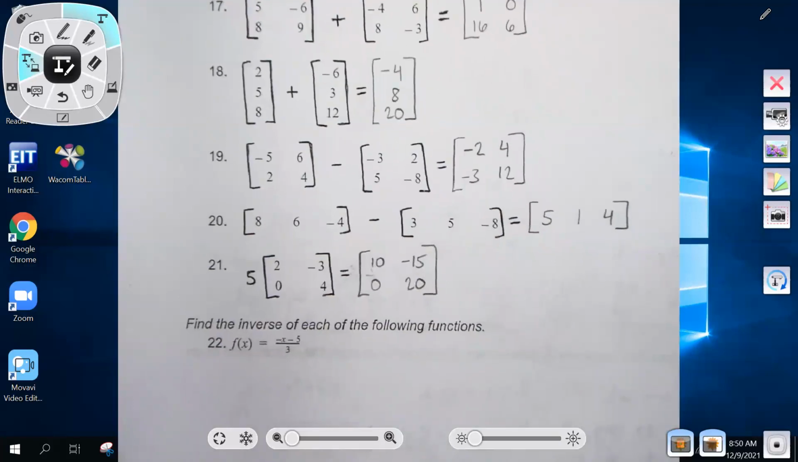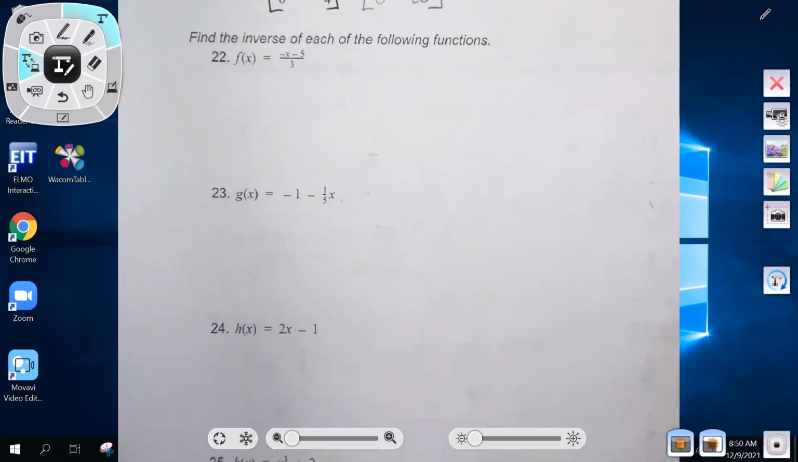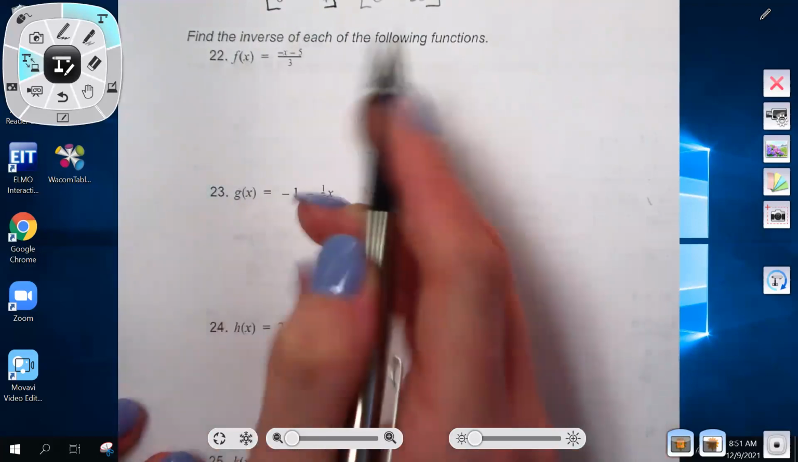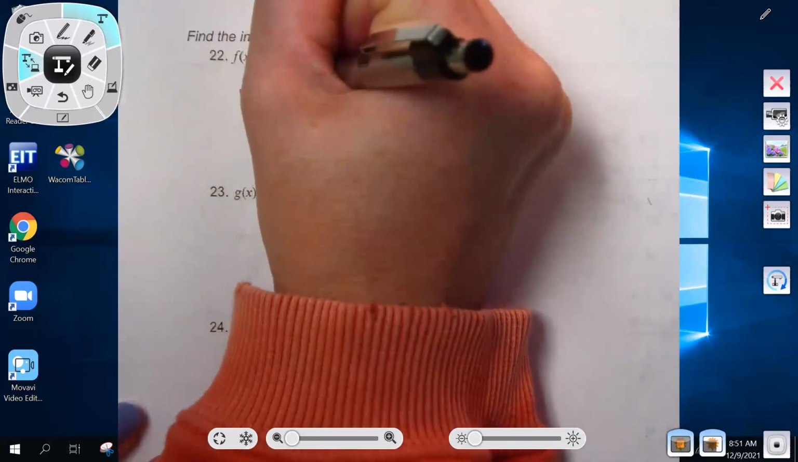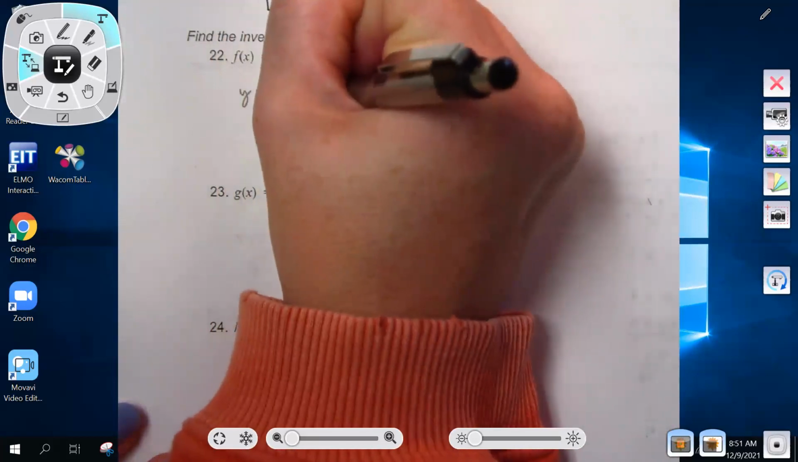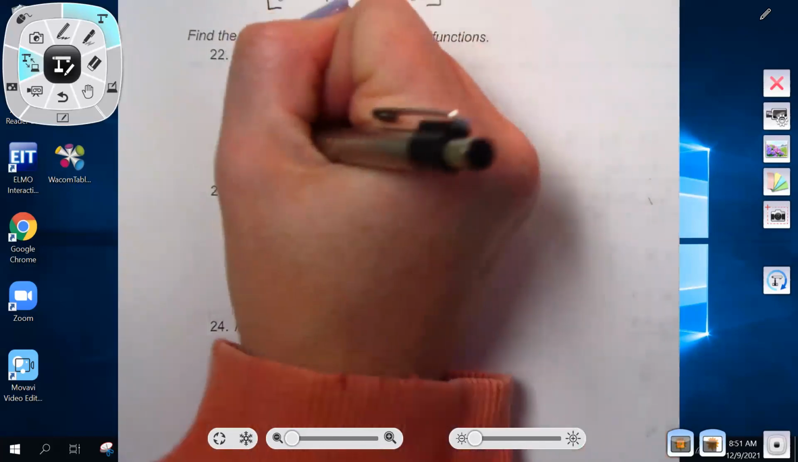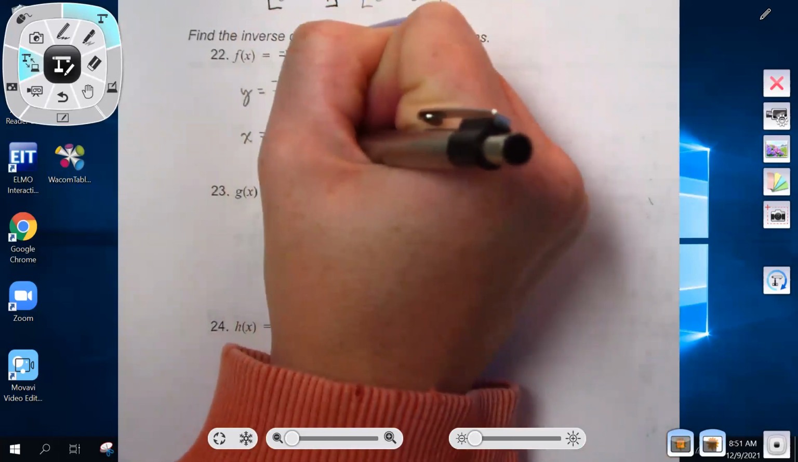Okay, last section. Find the inverse of each of the following functions. As long as you follow the steps for finding an inverse, you should be good on these. The first step is to change f of x to y, or any function notation. So we've got y equals negative x minus 5 over 3. Then we're going to switch the x and the y. So we've got x equals negative y minus 5 over 3.